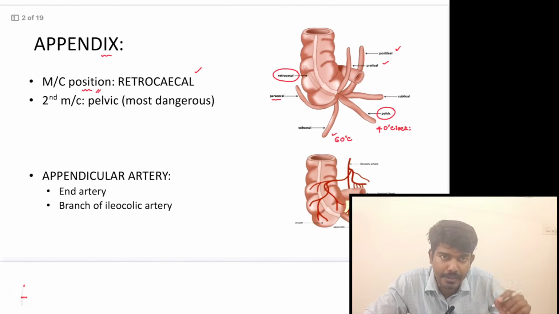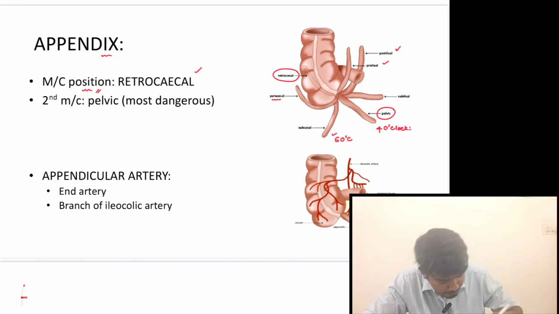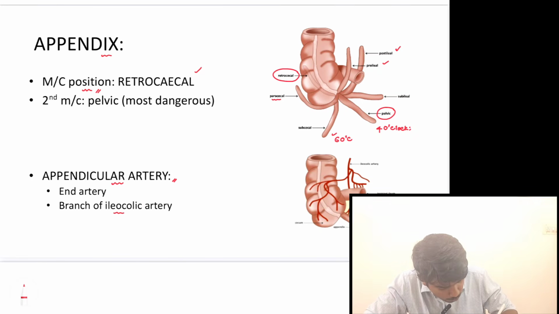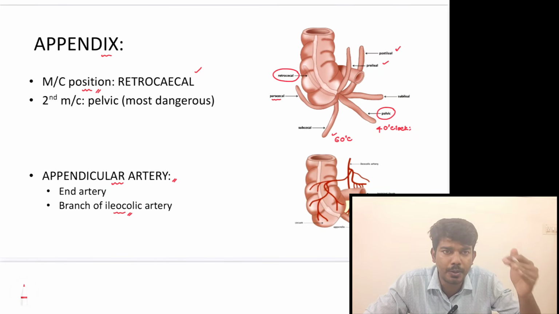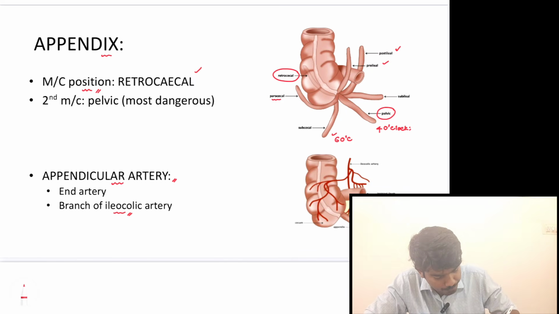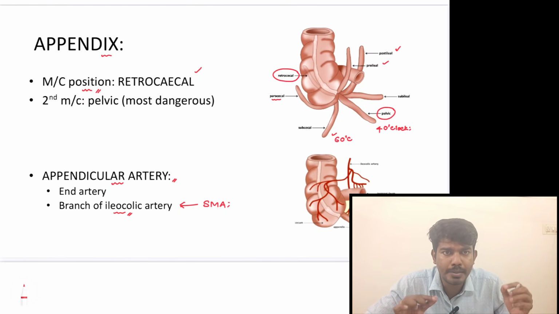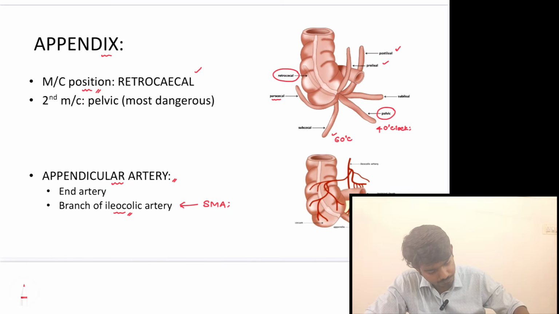Apart from that, the appendix is supplied by the appendicular artery. What is this appendicular artery? It is an end artery. It is a branch of the ileocolic artery, which is a branch of the superior mesenteric artery. The appendicular artery will be present in the mesoappendix. We will separate this from the appendix before ligating the appendix during appendicectomy.